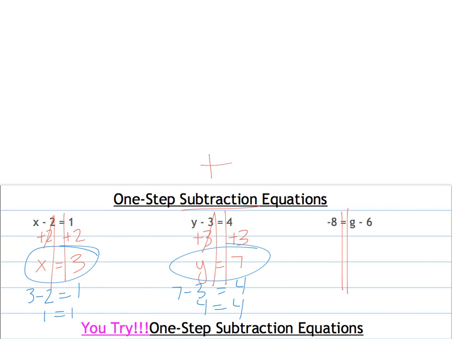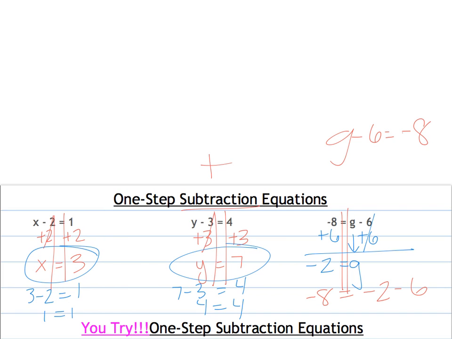Train tracks. Again, if you want to rearrange it so it's g minus 6 equals negative 8, that's fine. I'm going to add 6 back on, additive inverse. g is left alone, bring it down. Negative 8 plus 6, more negatives than positives. 8 is 2 more than 6. Plug it in. Negative 8 equals negative 2 minus 6. Add the opposite. Negative 8 is negative 8. So my solution of g equals negative 2 works out.